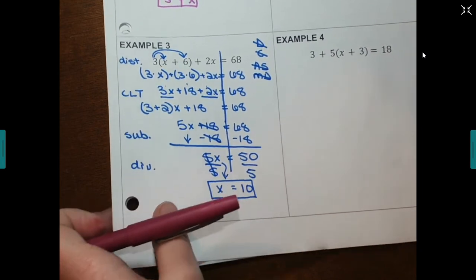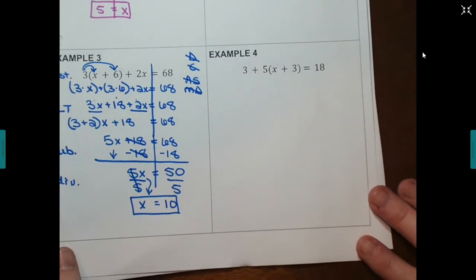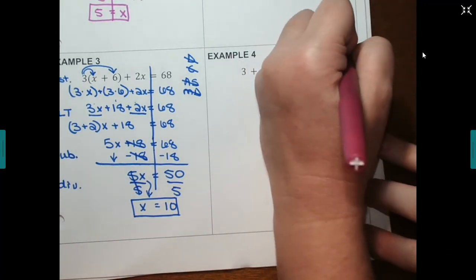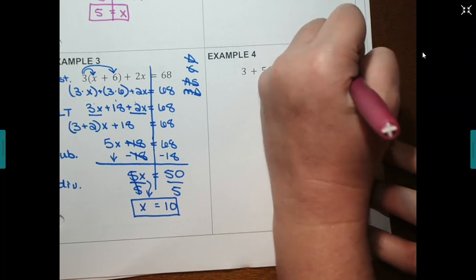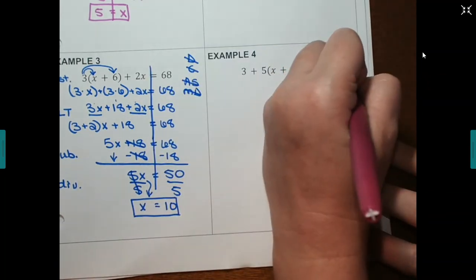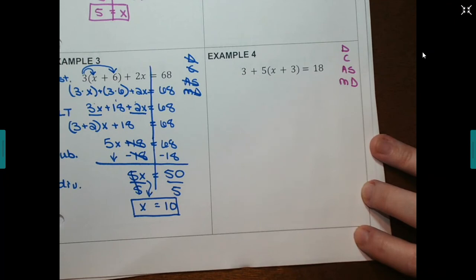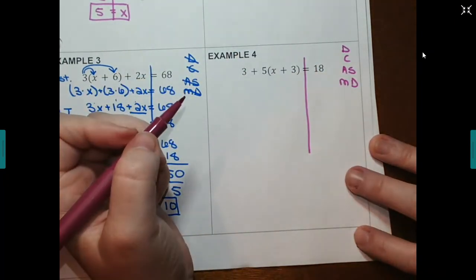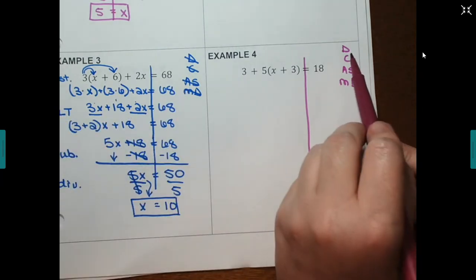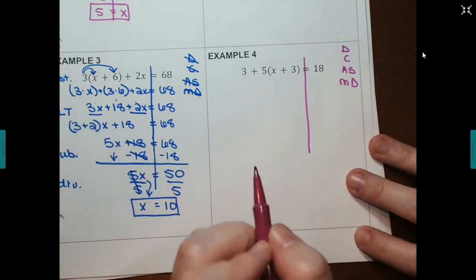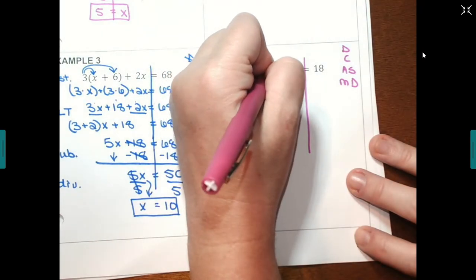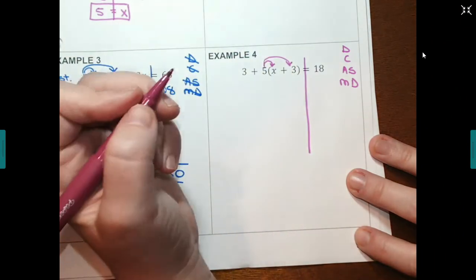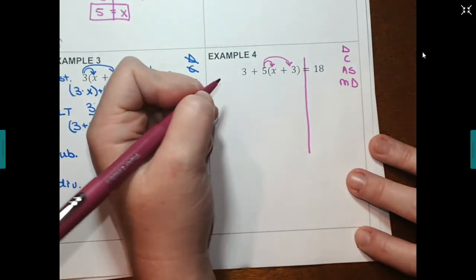And last but not least, example 4. Remember our order. We have D, C, A, S, M, D. Let's hit it. Let's draw our gate. Is there anything we can distribute? Yes, there is. This 5 can get distributed because it's outside of the parentheses. It can go to that x and that 3. But we still have to keep our 3 plus there.